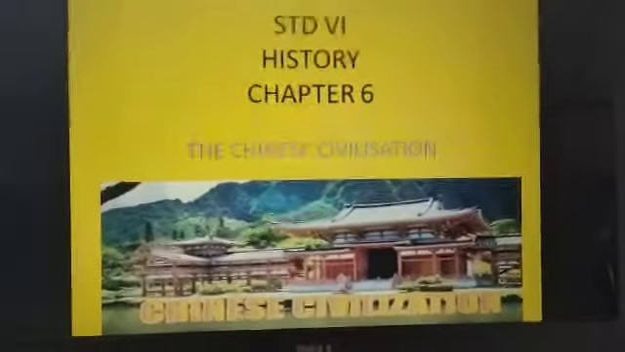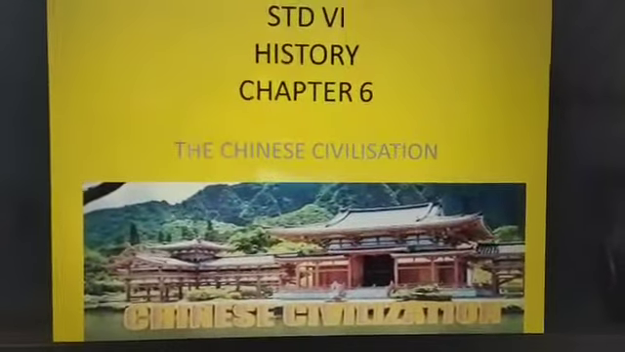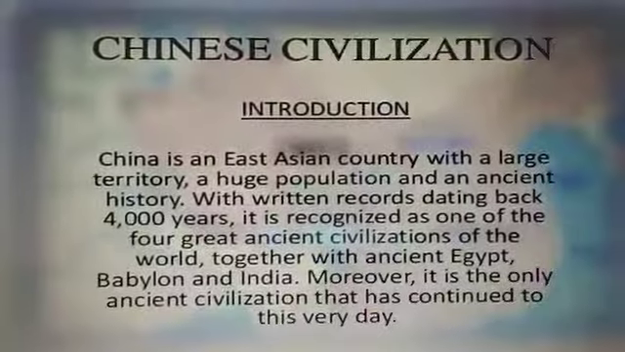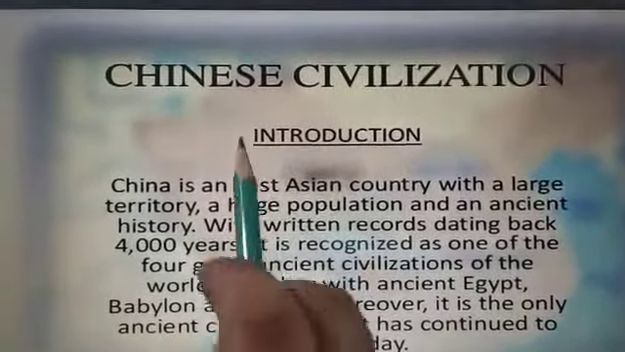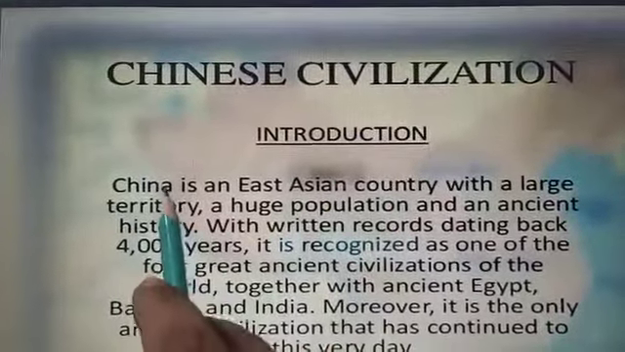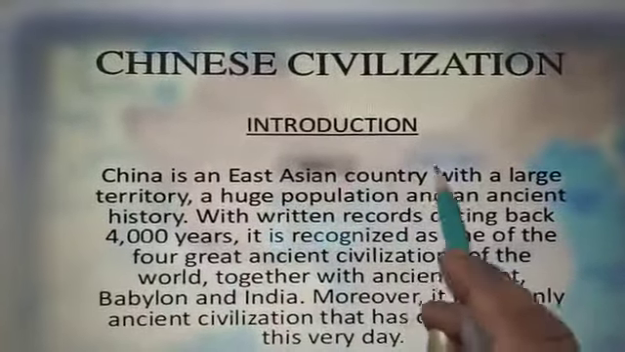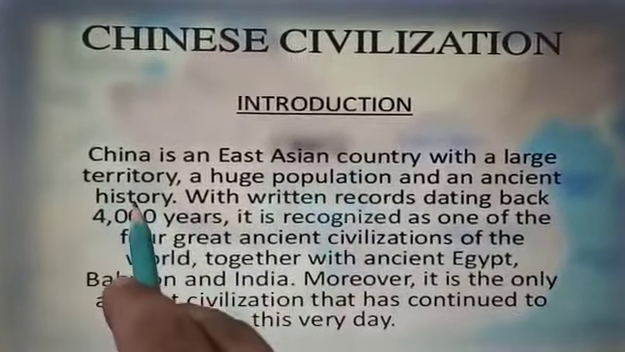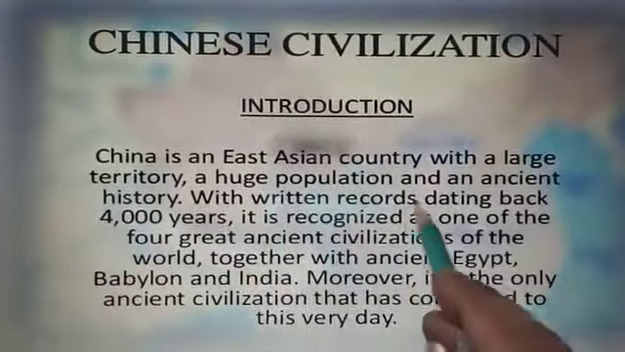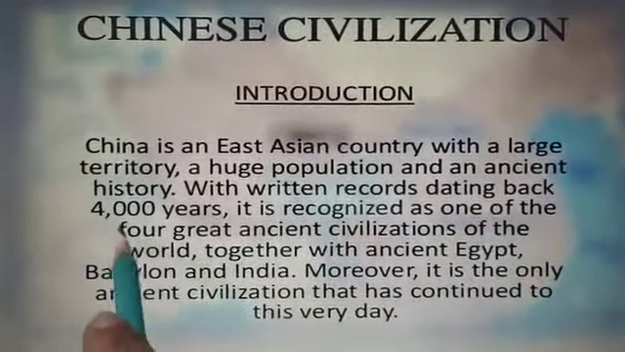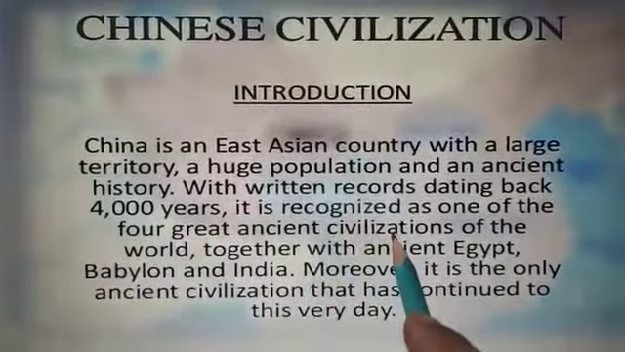Good morning. Today we will start chapter 6 for class 6 history, the Chinese civilization. The Chinese civilization is one of the oldest civilizations. China is an East Asian country with a large territory, a very huge population and an ancient history. With written records dating back 4,000 years, it is recognized as one of the four great ancient civilizations.